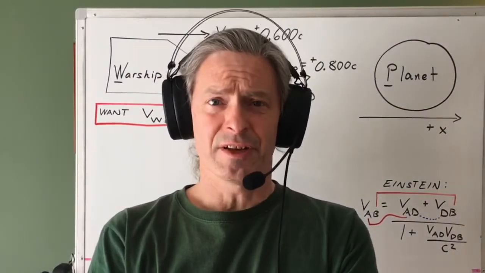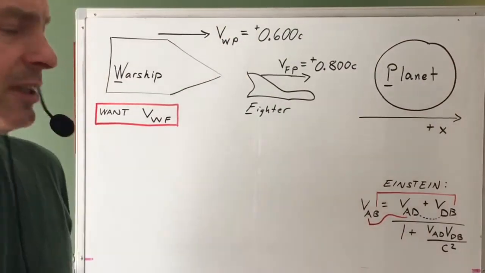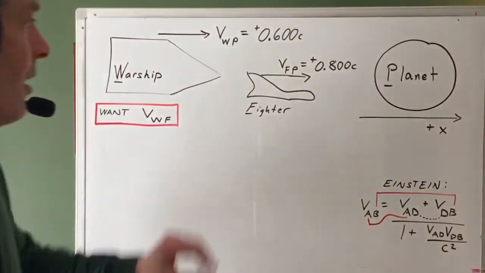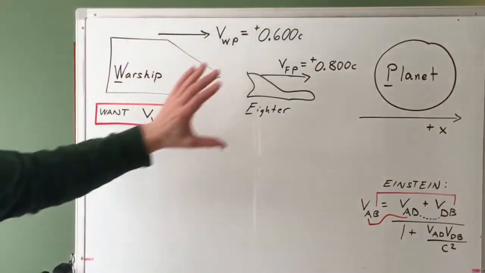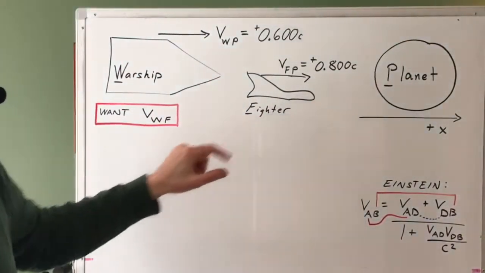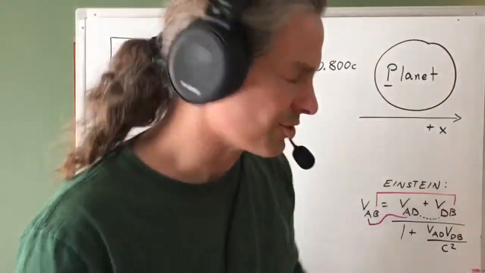Hi everybody, in this video I want to do two example problems illustrating how to use the Einstein relative velocity formula. Alright, so here's the first example. Imagine I have a planet, a warship, and a fighter. P for planet, F for fighter, W for warship. Let's imagine I'm taking my positive x direction to the right.